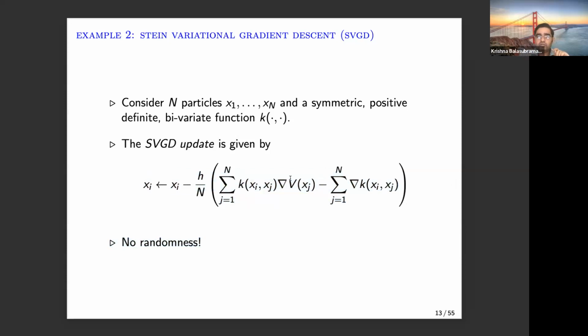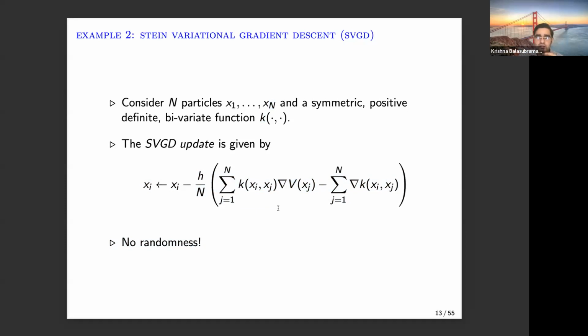And what do you need to know to implement this algorithm? Firstly, the user has to pick the number of samples that you need to approximate the density. Remember, density is an infinite dimensional object, so you need n samples to approximate it. That is user specified. And this h is the tuning, step size parameter that you need to supply to the algorithm as a user. The kernel is something that you need to pick, but the V is given to you. That is the target density, right?